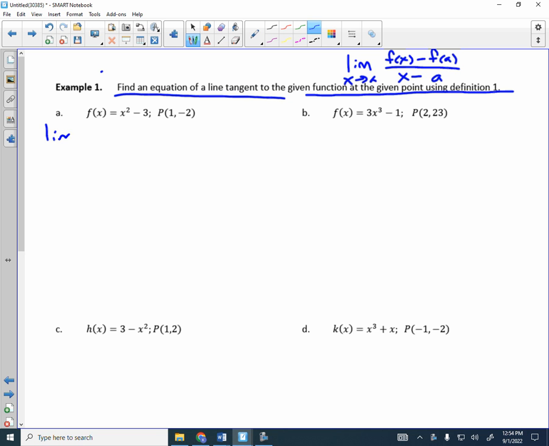The limit as x goes to a. What is the value you're approaching? What is the x value we're getting close to? 1. Function. What's the function? X squared minus 3. Minus, what is f of a? What do you get if you plug 1 in? Everybody see you get negative 2?